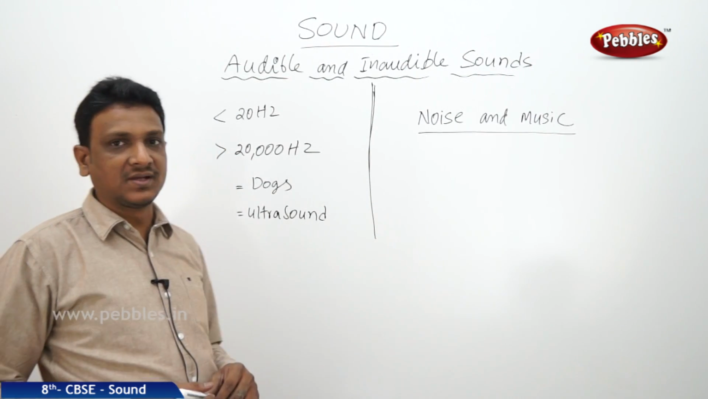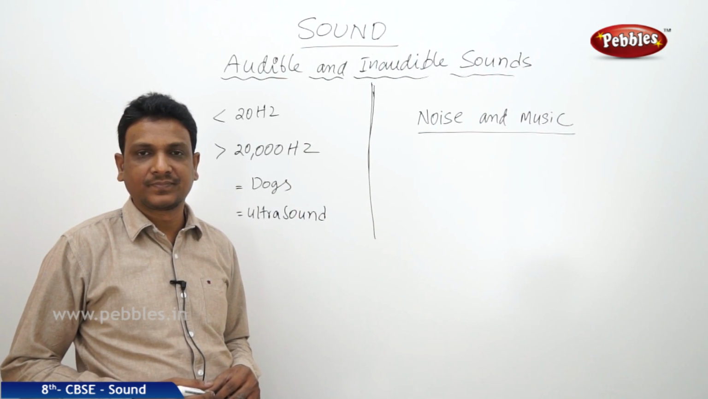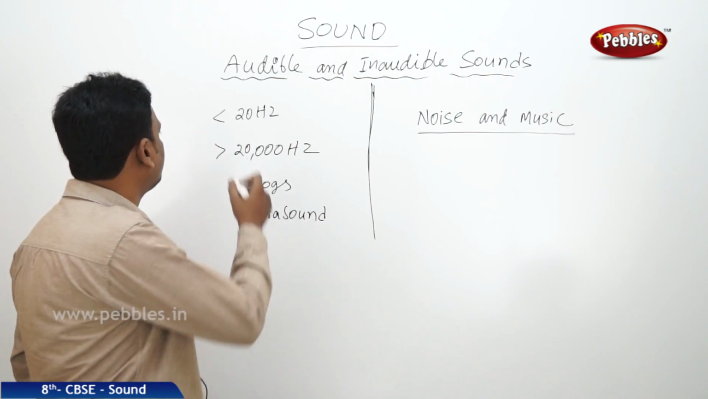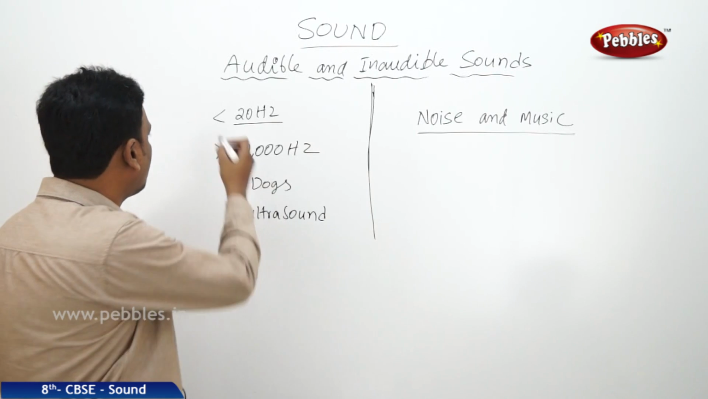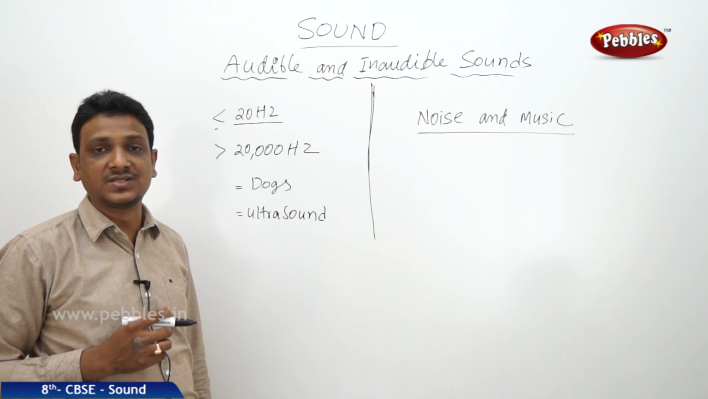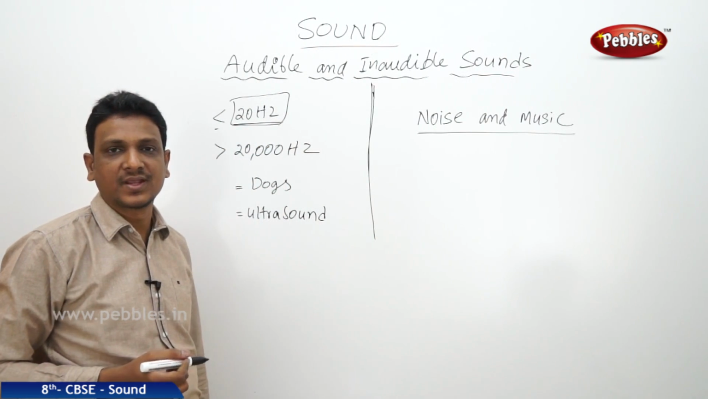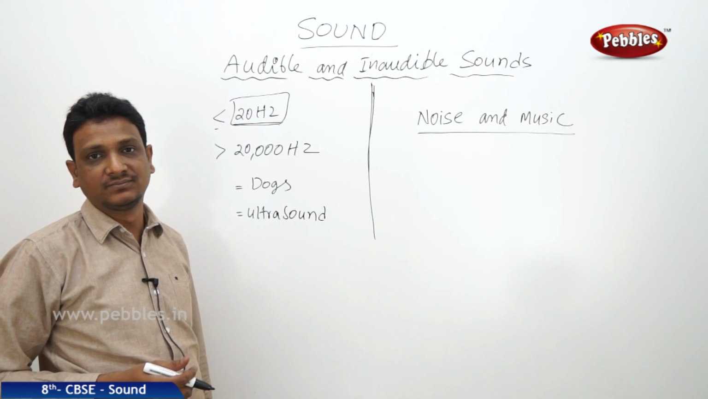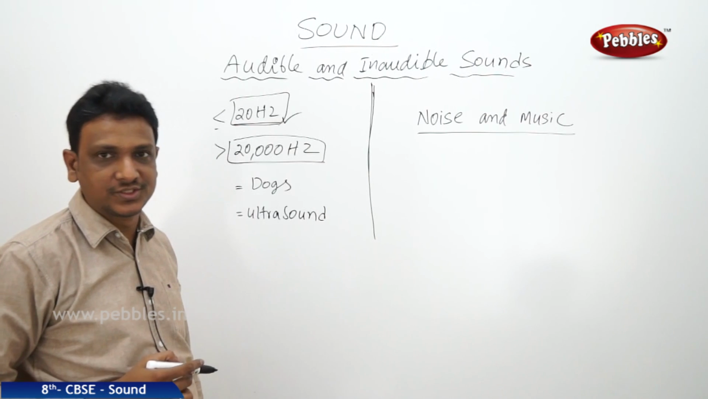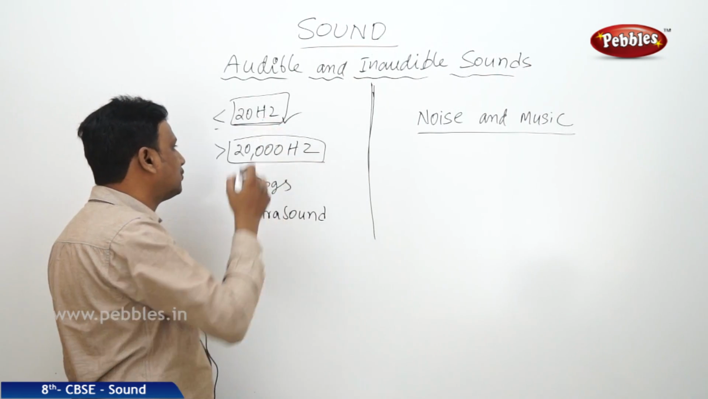Now let us see the sounds that are audible to the human ear, and those that are inaudible. We cannot hear all the sounds. We can hear the sounds which are in a specific range. We can hear sounds which are greater than 20 Hz. If the sounds are less than 20 Hz, our ear cannot detect them. 20 Hz is the frequency, 20 oscillations per second. We can hear sounds that exist between the range of 20 Hz to 20,000 Hz. That is the ability of our ear to hear sounds.